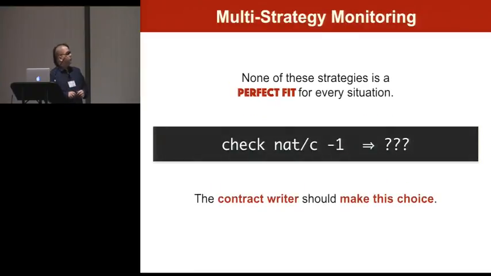Right. So the problem with these strategies really is that sometimes you really do want to check that a tree is a binary search tree. And sometimes you only want to check the parts you look at. And none of these is a perfect fit in every situation. We always want something, and we sometimes just can't have it in a fixed strategy semantic, in a fixed monitoring strategy world. So we think that the contract writer should make this choice.